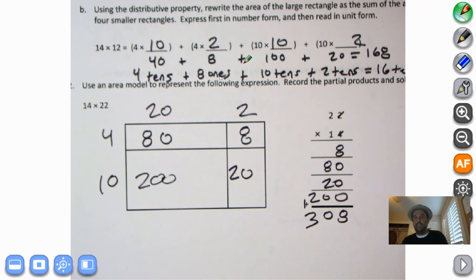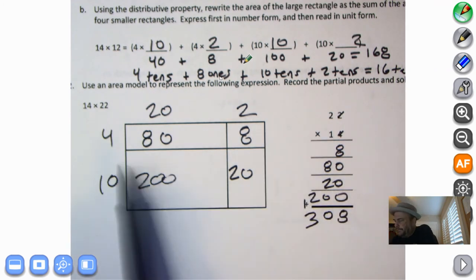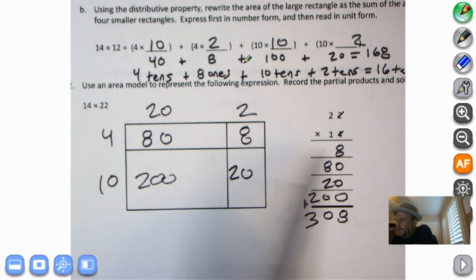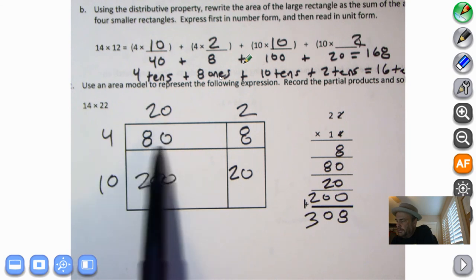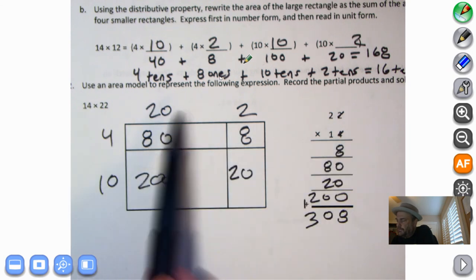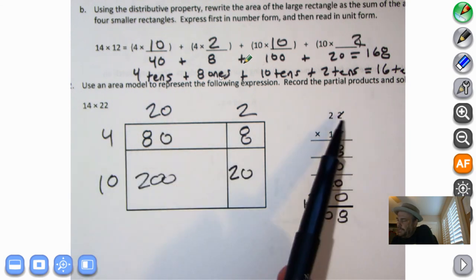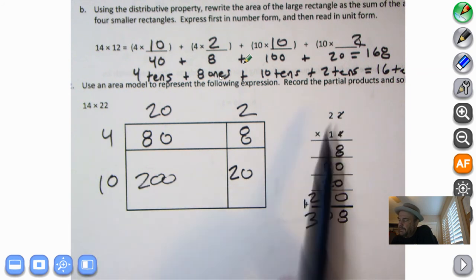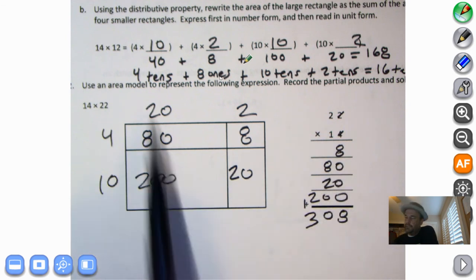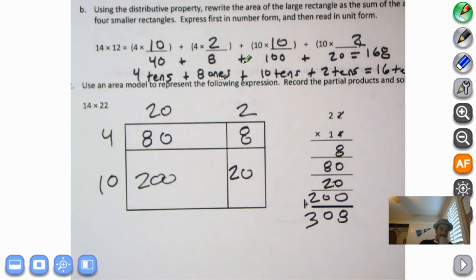So you see how this works? There's the 22. We did 2 times 4 and then 20 times 4. And then we did the 2 times 10 and the 10 times 10, and the 20 times 10, 20 times 10 being 200. And that's how we get our answer. Pretty cool. All right, let's continue on with our problem.